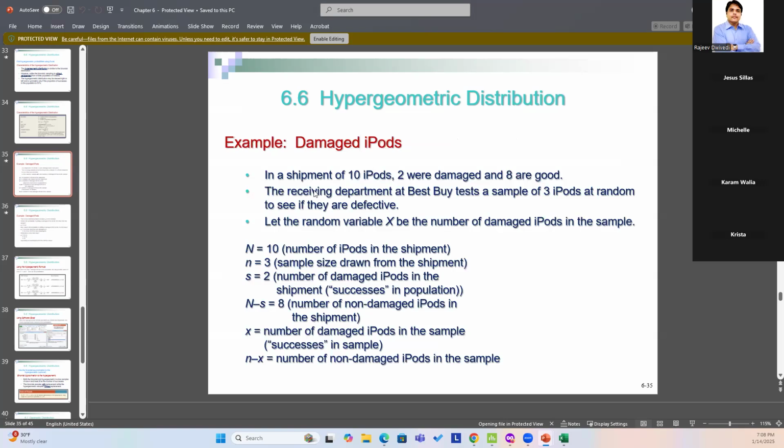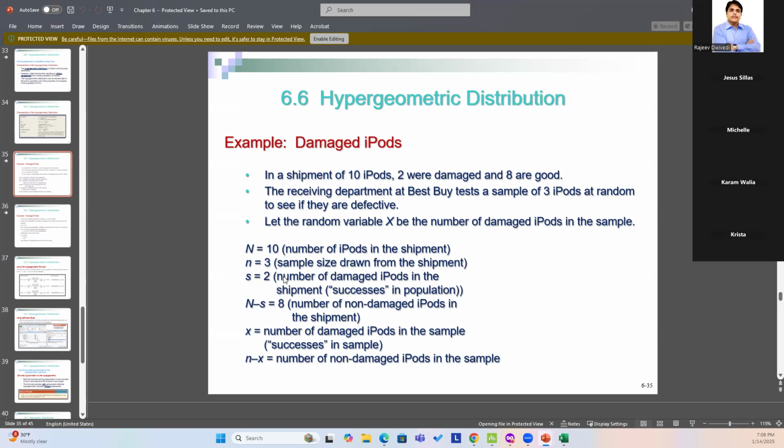Now look into this, a case where they are considering defective products. In a shipment of 10 iPods, 2 were damaged and 8 are good. Basically, in any shipment, the receiving department at Best Buy tests a sample of 3 iPods at random to see if they are defective. So 10 is capital N, the shipment of 10 iPods. How many in the sample? 3. So 2 defective.